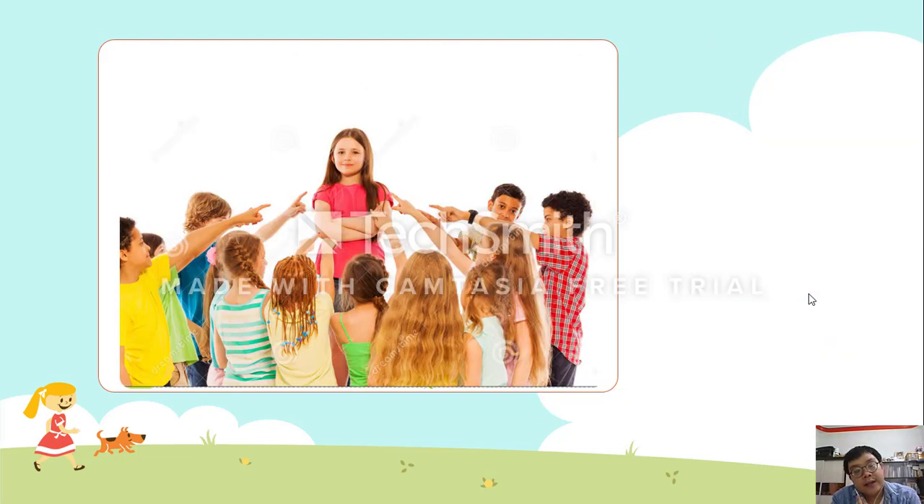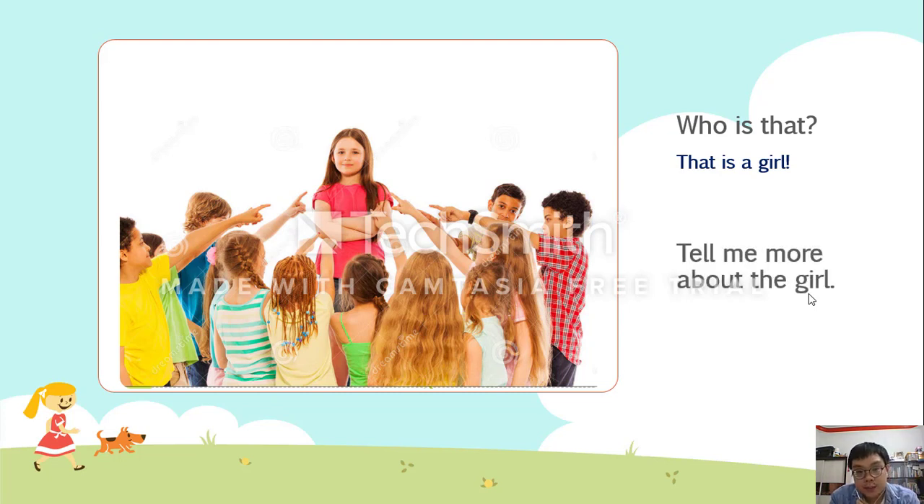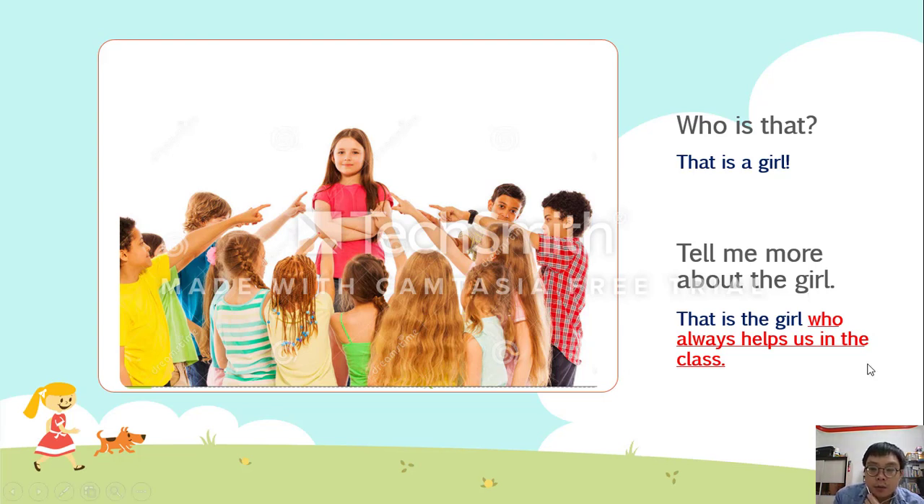We look at another example. Now this is a girl, right? So who is that? That is a girl. Now if I want you to tell me more about the girl, then what would you say? You can say the girl is wearing a red shirt. Or I can say that is the girl who always helps us in the class. So I tell you more about the girl. I start using who first, and then after who, you tell us the thing you want to tell us. So I can say that is the girl who always helps us in the class.